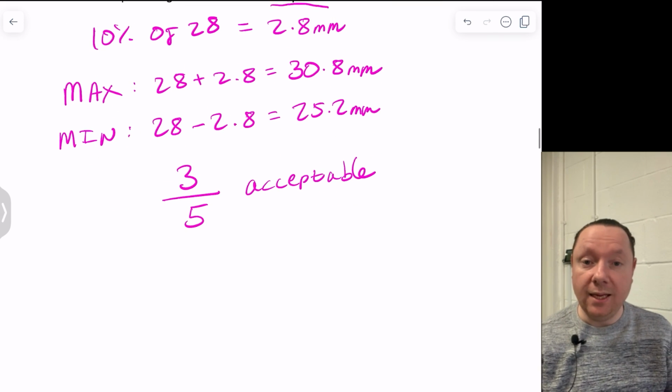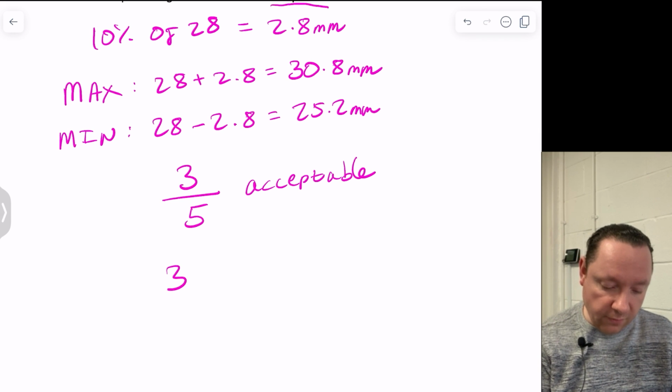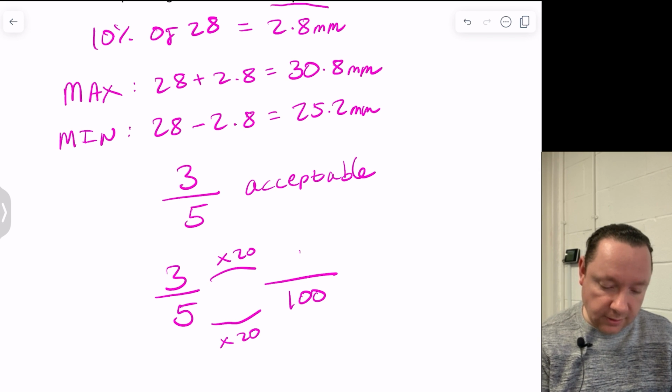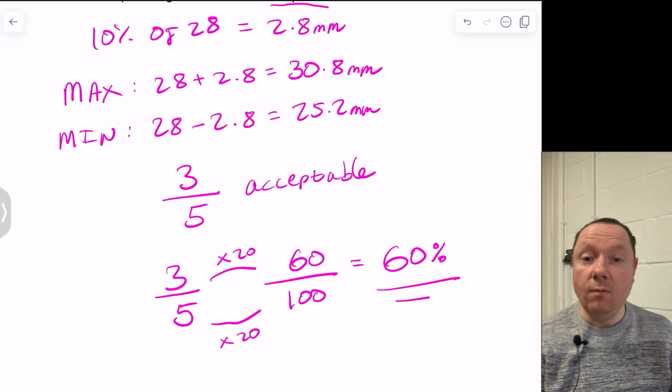So to change it to a percent, I need it out of 100. So I've got 3 fifths. I want to make that out of 100. So 5 times 20 is 100, so 3 times 20 is 60. So that's 60%. And we're done there.